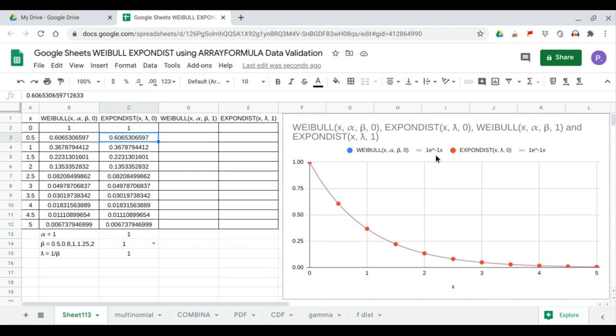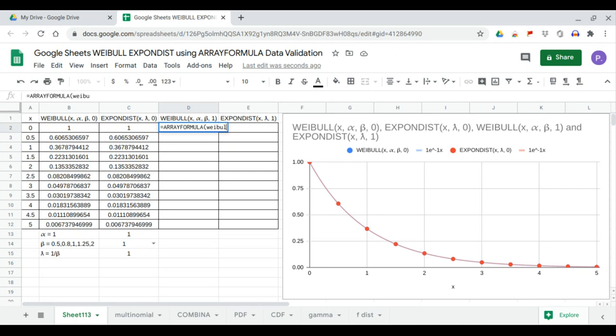You'll notice they have the same trend line equation in the exponential form. That's 1 times e to the minus x because our alpha is 1 and our lambda is 1. So that's the form of the EXPONDIST. It's a decaying function.